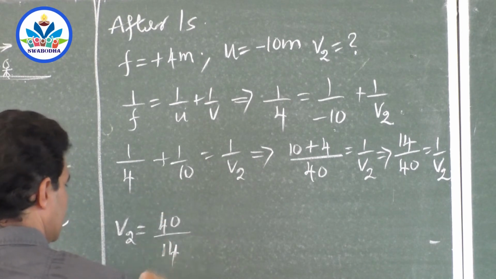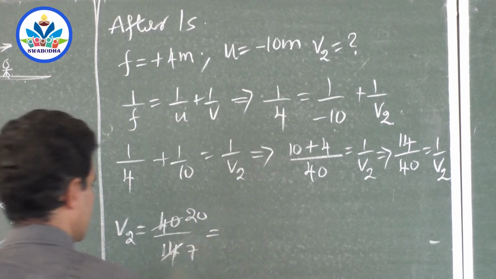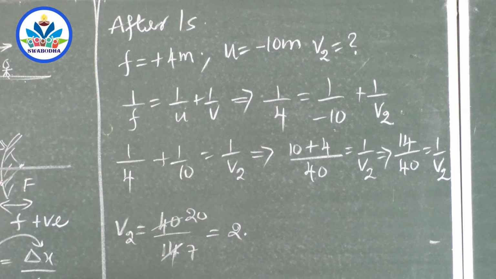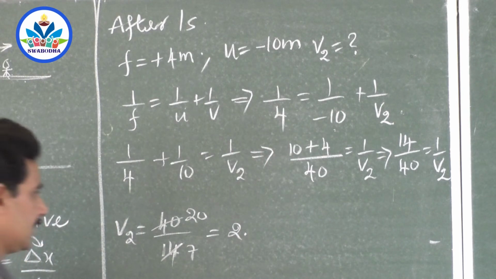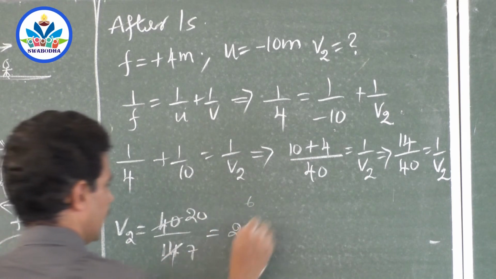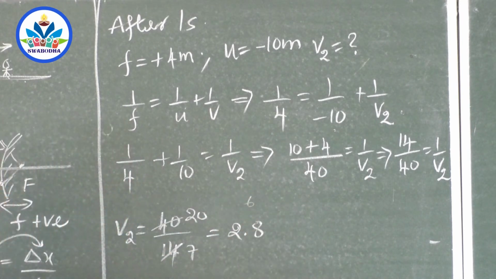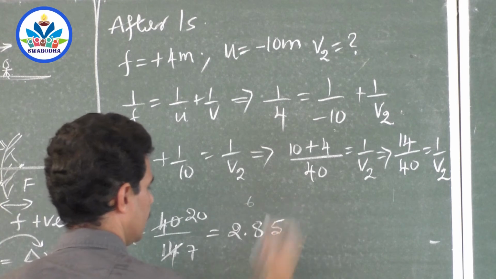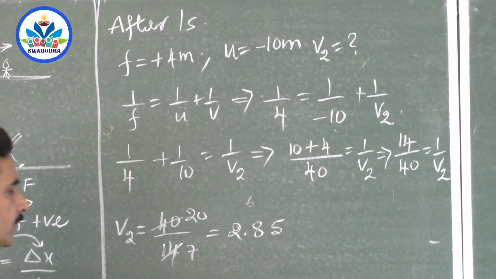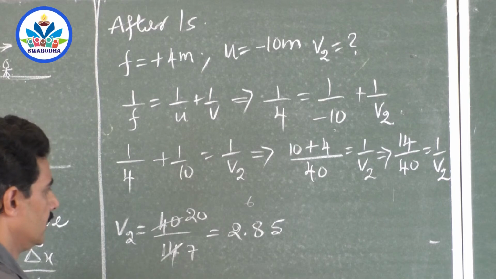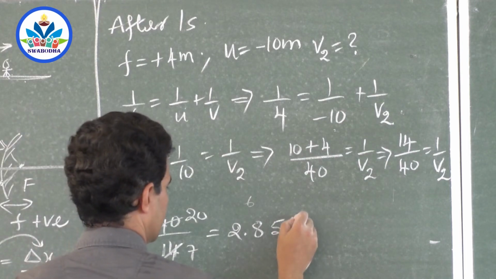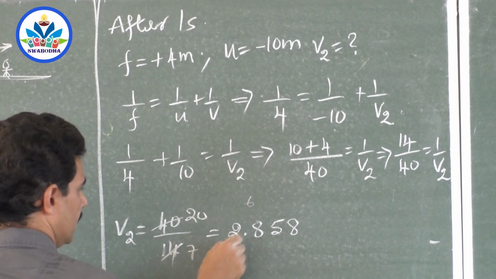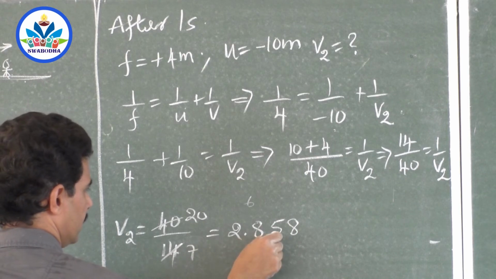40 divided by 14, this is 20 by 7. So what is the answer? 7 2s are 14 and 6 will remain, 7 8s are 56, 4 will remain, 7 5s are 35, 5 will remain, and I'll stop it here.